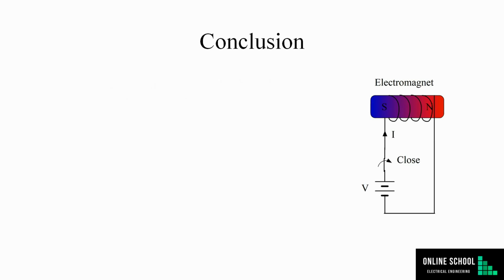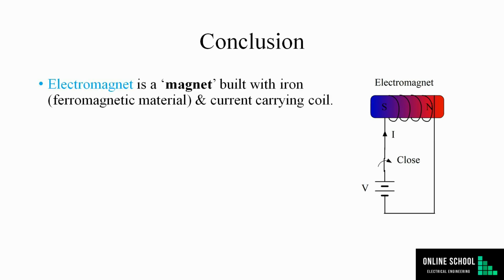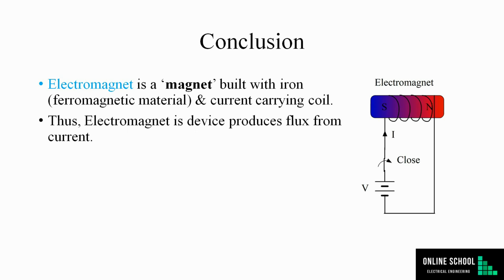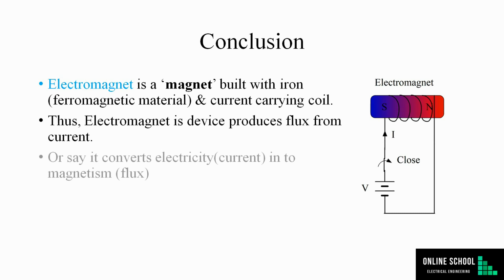Let's conclude. An electromagnet is a magnet built with iron and a current carrying coil. Thus, an electromagnet is a device that produces flux from current, or we can say it converts electricity into magnetism, or it converts current into flux.